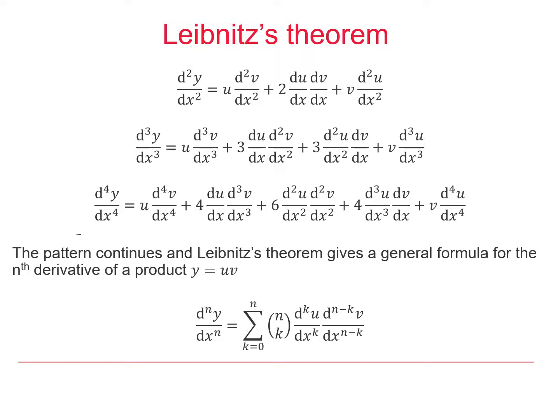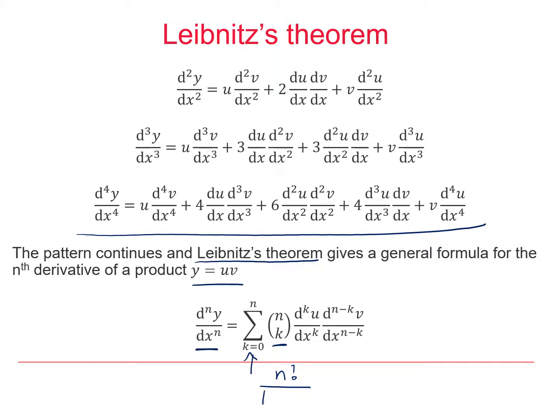So we can keep on going with further derivatives, but this pattern will keep on going. And so Leibniz's theorem gives a general formula for the nth derivative of the product y equals uv. So the nth derivative gives us, and this means the sum of all the terms from k equals 0 to n, n plus 1 terms. And we have the binomial coefficient here, that's just n factorial over k factorial times n minus k factorial.